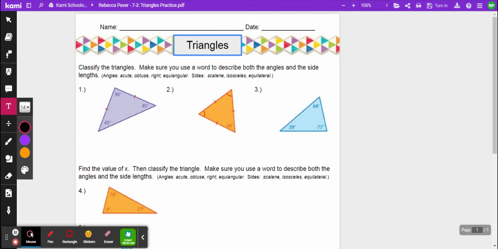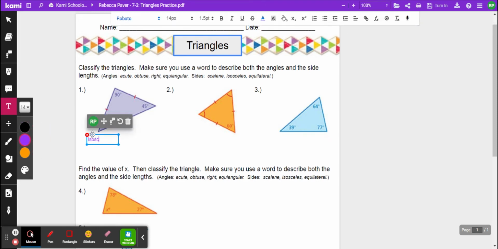The first triangle, I'm looking at the side lengths. I see that there are two tick marks, and because those tick marks mean that the side lengths are equal, there are two side lengths that are equal, and I know then that that would be an isosceles triangle. And I also noticed that the triangle has a 90-degree angle, which is a right angle. So it only takes one right angle to make the triangle classified as a right triangle.